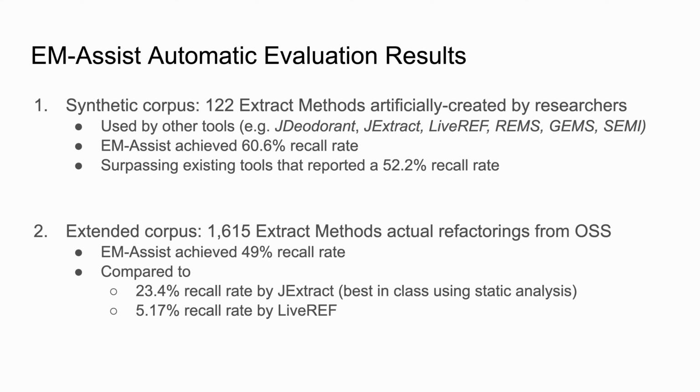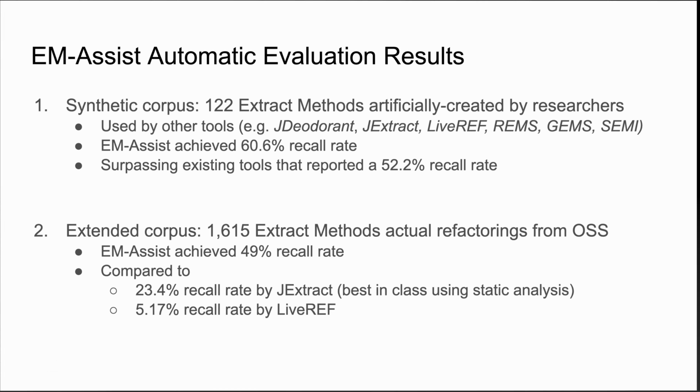On an extended corpus of 1600 ExtractMethod refactorings actually applied by open-source developers in modern codebases, EMAssist achieved a recall rate of 49%, compared to 23% for the previous best-in-class tools that rely solely on static analysis. This dramatic improvement shows that EMAssist better aligns with how developers refactor their code.